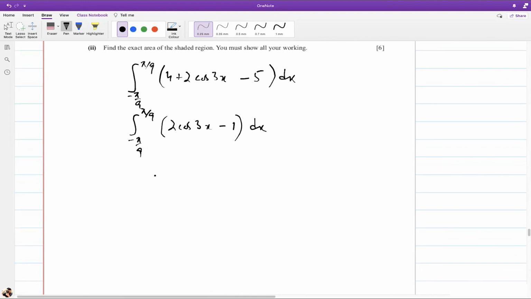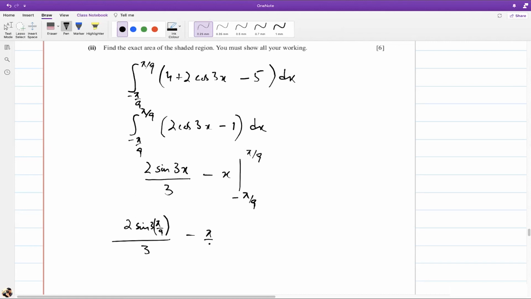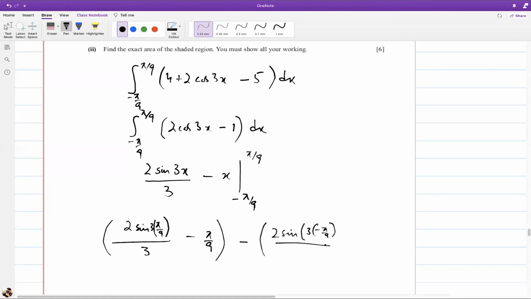So cos की integration होती है sin. So 2 cos की बजाय 2 sin 3x divided by derivative of 3x, which is 3, minus integration of 1 is just x. तो अब इन पे हम लिमिट लगा देंगे पाई बाय 9 माइनस में और पाई बाय 9 प्लस में, दोनों में लिमिट्स अप्लाई करेंगे हम. तो 2 sin पाई बाय 9 टाइम्स 3 over 3 minus पाई बाय 9 minus 2 sin 3 into minus pi by 9 over 3 minus pi by 9.